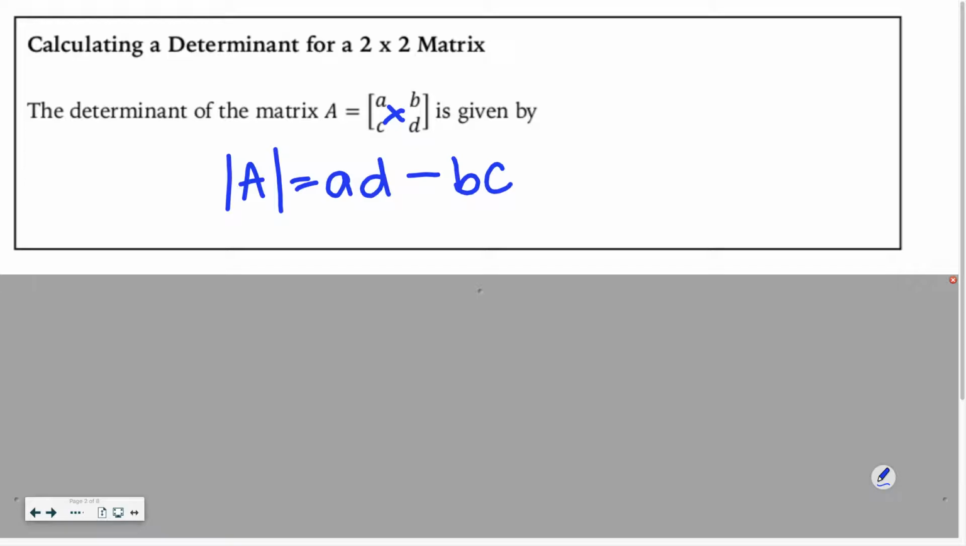Didn't we do that yesterday? What do we use that for? That was like the 1 over this number for our inverse, right? Okay, well you've been calculating the 2 by 2 determinant for a day now, you just didn't know that that's what you're calculating, okay? So just the criss minus cross, that's your determinant, okay?